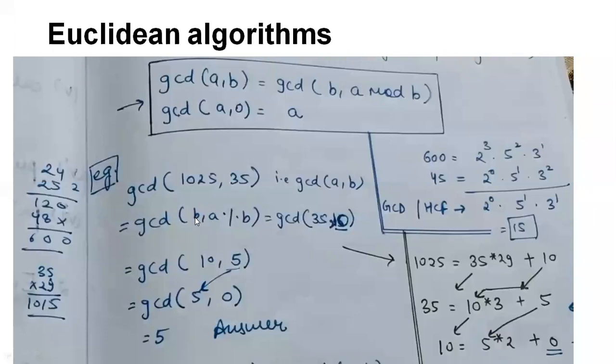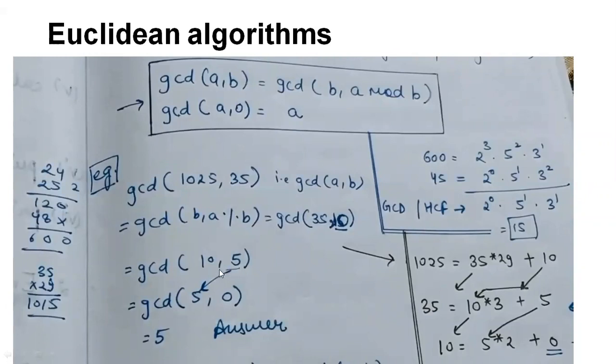So 35 is here, and 1025 mod 35, you will get 10. So 35 and 10. Again 35, 10. What we will do, 10 comes to the first side as per the formula, B is here, and 35 mod 10, you will get 5.